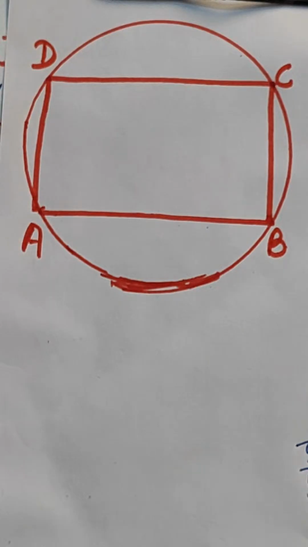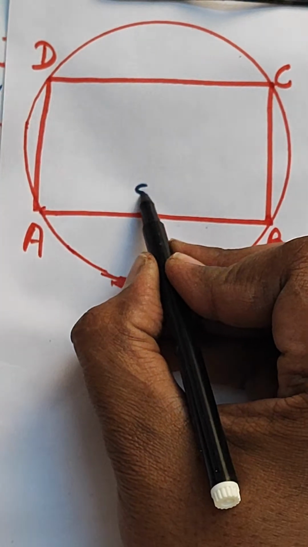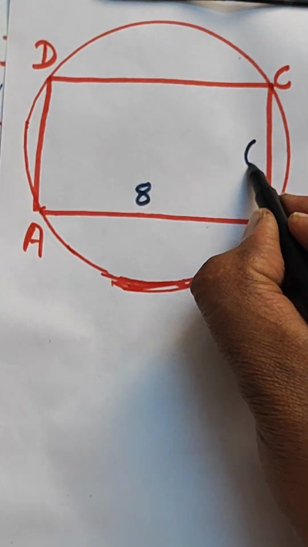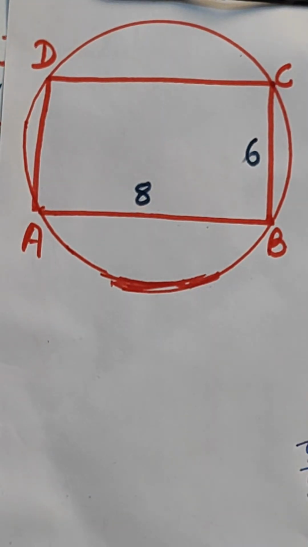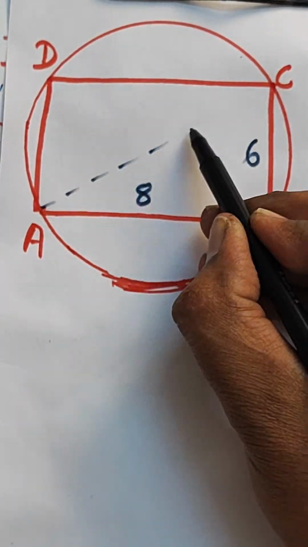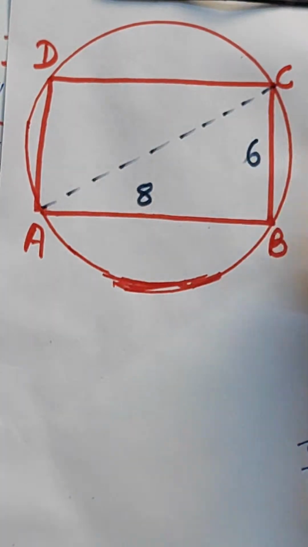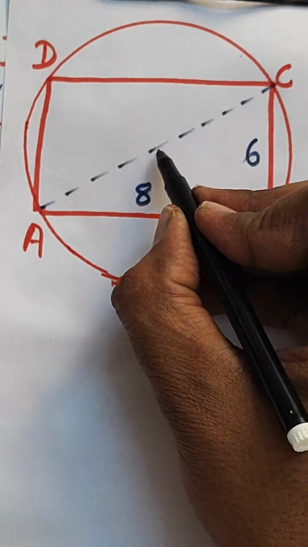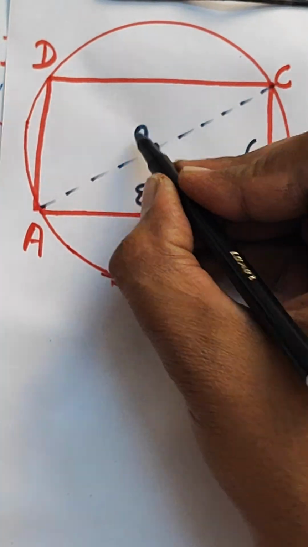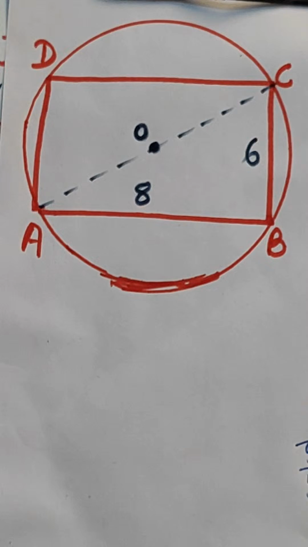So students, in this question, it's mentioned that ABCD is a rectangle and the dimensions are 8 centimeter for the length and 6 centimeter for the breadth, right? And it's also given that AC is the diagonal of this rectangle, which is shown in the figure, right? And this is the center of this circle, which is passing through the diagonal. Let us say the center of the circle is O.